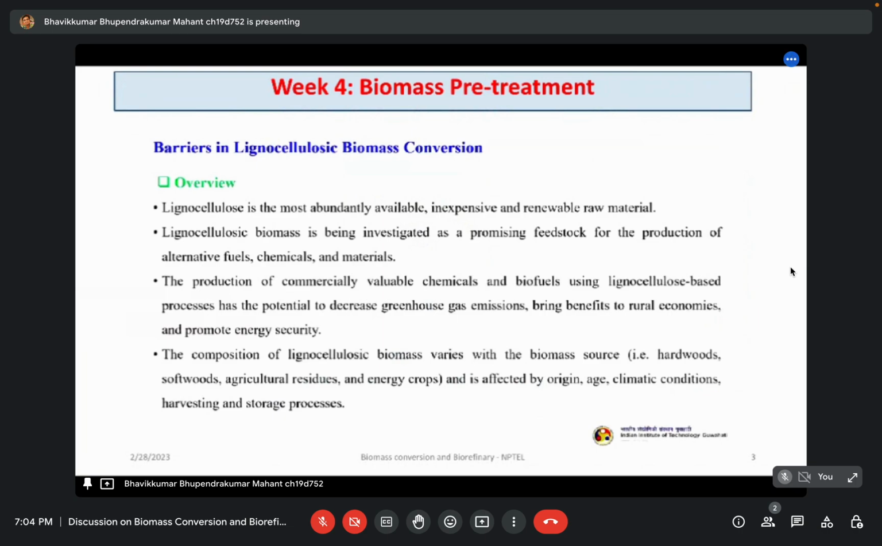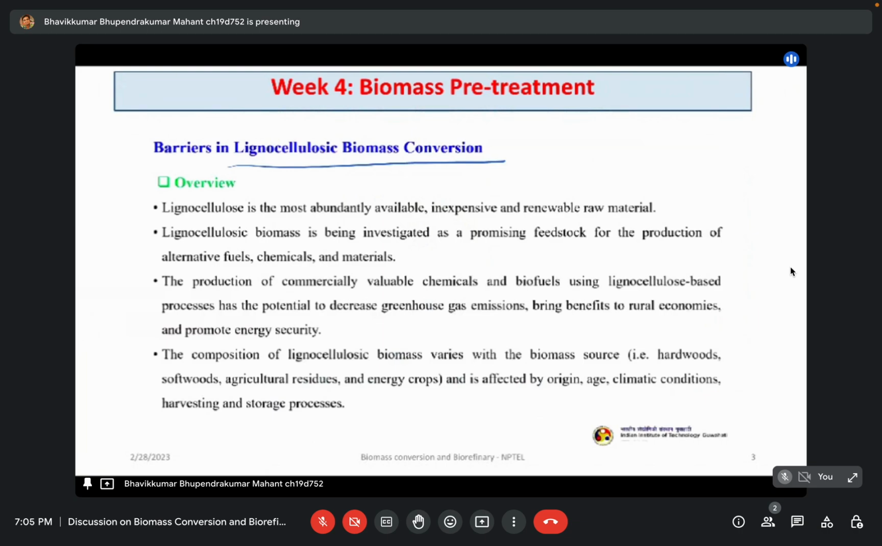Okay, so we'll start with week 4, biomass pre-treatment. Here we are solving the assignment problems for week 4. This time we will not go into much detailed discussion. We just follow the important points where the assignment questions were asked. So, barriers in lignocellulosic biomass conversion. This is the first chapter.